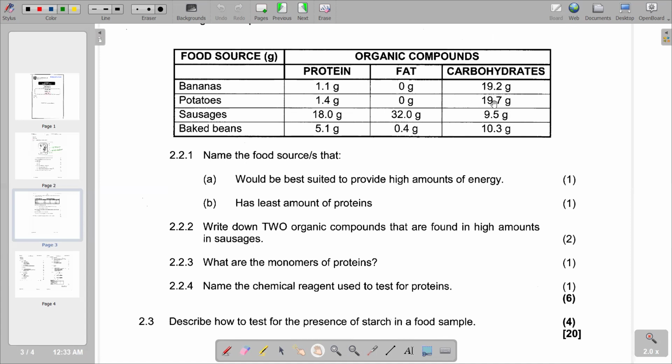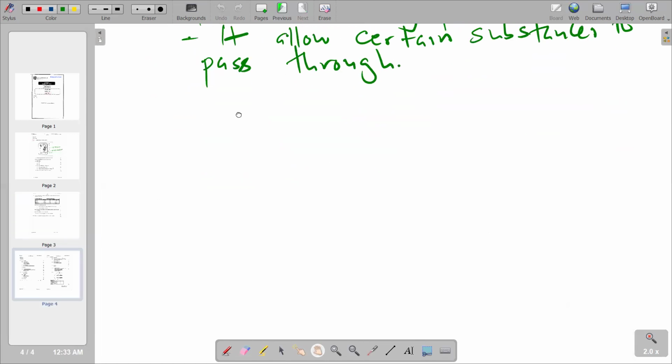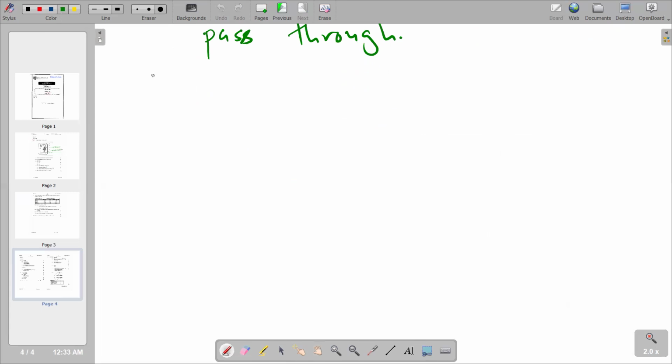and we see that we have 19.7 for the potatoes. So we are saying potatoes, that's 2.2.1. We are saying potatoes. So coming here, we're now saying 2.2.1 A, potatoes.